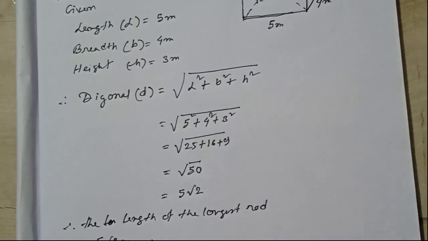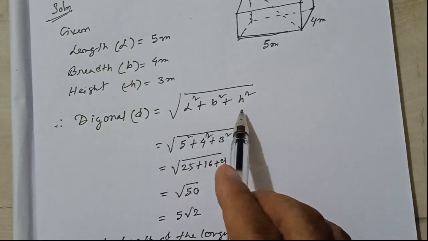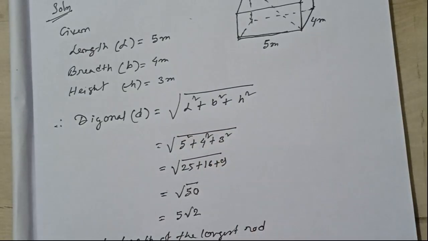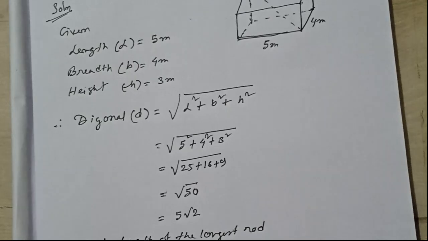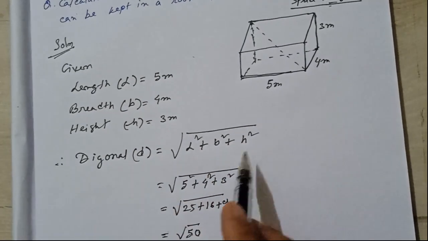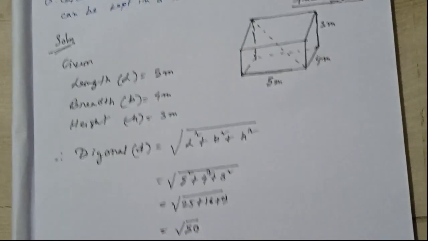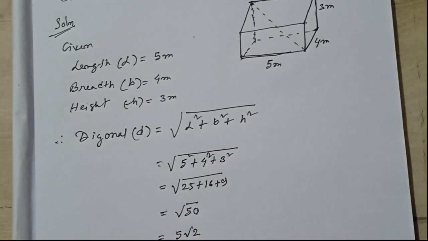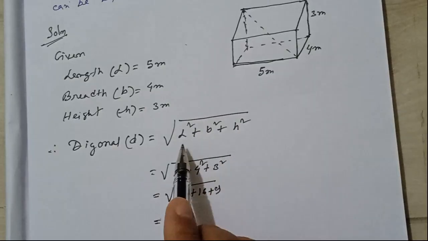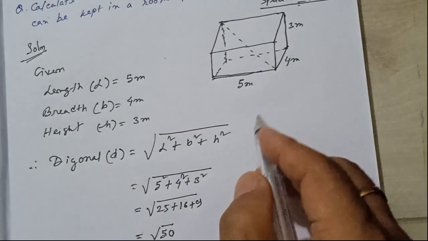Now, did you understand how we arrived at this formula? I have taken another class previously where I explained how we get the length of the space diagonal, how we arrive at this formula. So that should be clear. But if you have not understood how we arrive at this formula, then let me just recap it for you. Shall we?